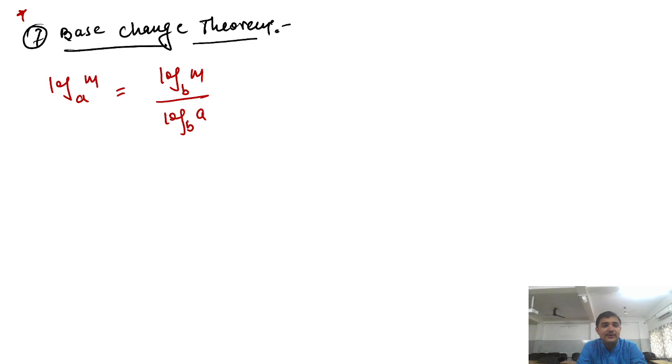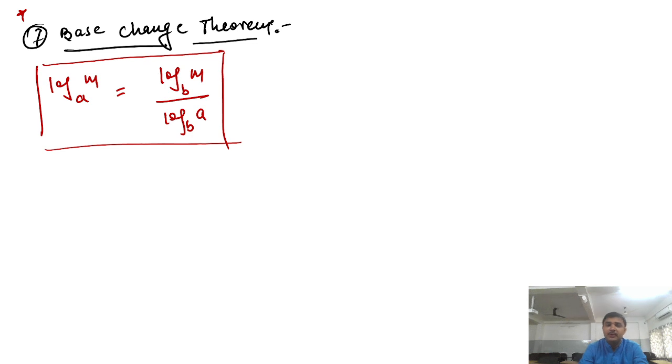Base must be greater than 0, base not equal to 1, right? So any base we can give apart from those which do not satisfy the given condition. The logarithm must be valid, right? Any base according to the question which is suitable for us we can give. This is what we are having, the base change property. Let's do the proof.